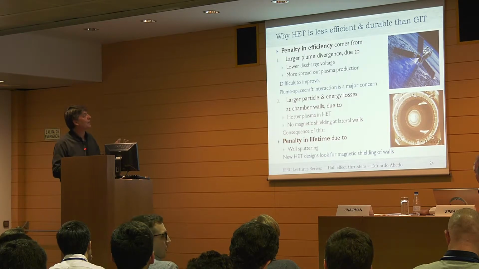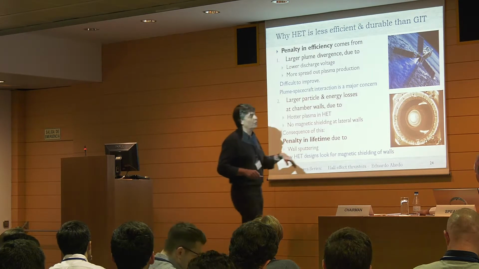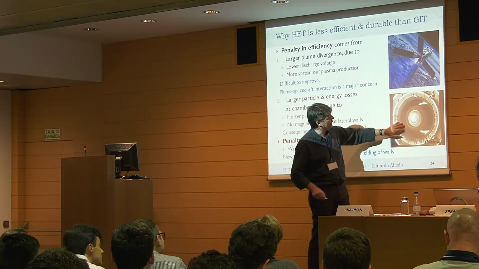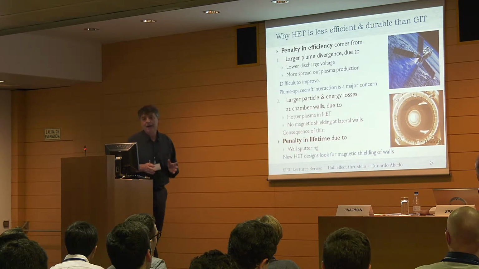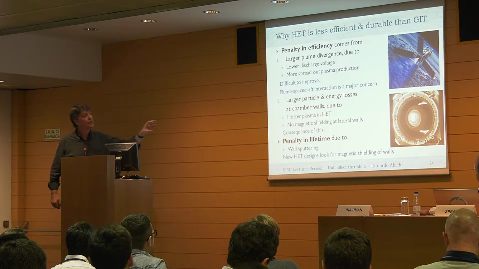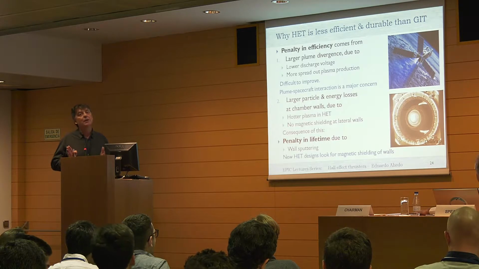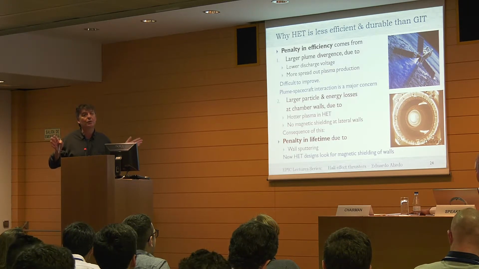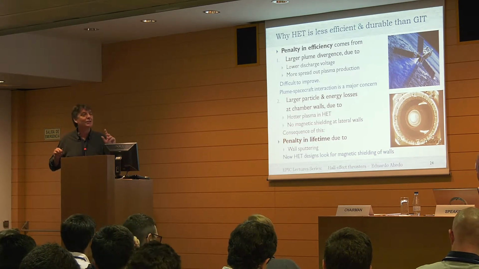But also we have larger particle energy losses to the chamber walls. Here you have an eroded chamber of one of the Snecma thrusters. We have impact of ions on the walls that erode the walls. And this is because the electron energies are higher in this chamber than in an ion thruster chamber. Then the particles impact the walls with energies that lead to erosion. And then because we don't have magnetic shielding on the lateral walls, I'm going to comment on this in the next slide, what is this issue of the magnetic shield.